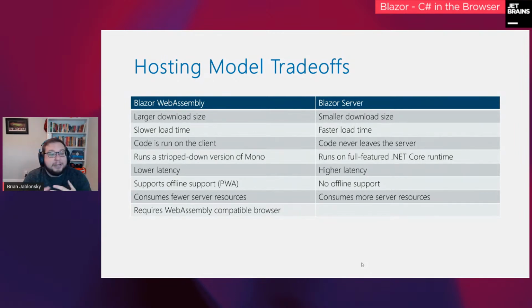So the Blazor WebAssembly consumes fewer server resources. It's basically just serving up some static files. All the logic gets run on the client, and the only thing the server is responsible for is dealing with data requests and stuff like that. Blazor Server is responsible for rendering the UI. So obviously, it's going to consume more server resources on Blazor Server.